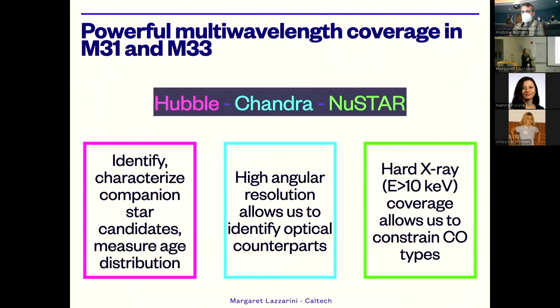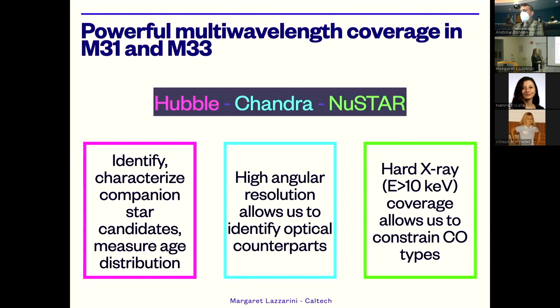And so just to recap what we get from these different wavelength surveys. With the Hubble data, we're able to identify and characterize the companion star candidates in these high mass X-ray binaries and measure their age distributions. Chandra is really the linchpin that allows us to do this work because we need the high angular resolution to identify the optical counterparts. And then the NuSTAR coverage, where we have it, allows us to start to constrain what type of accreting compact object is in the system.